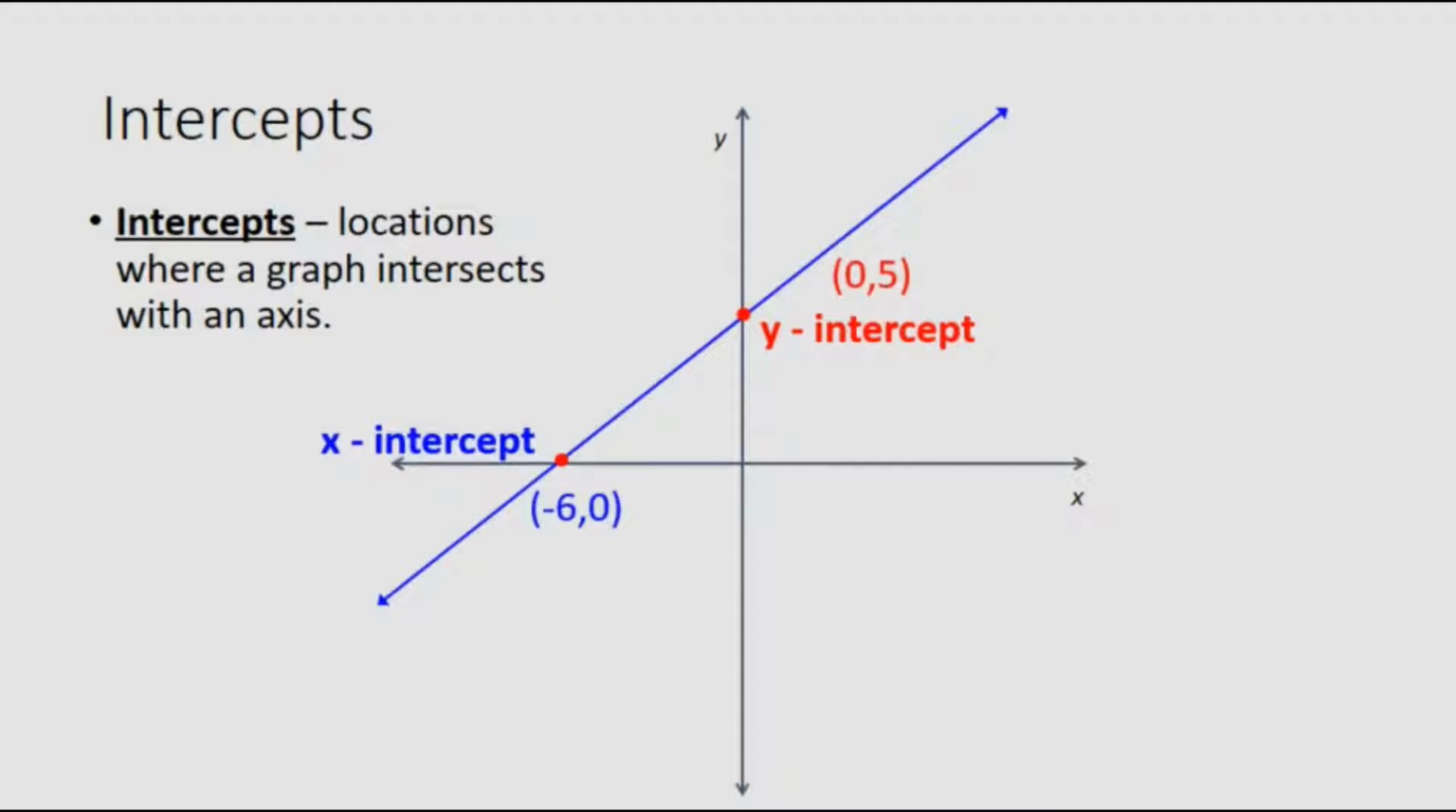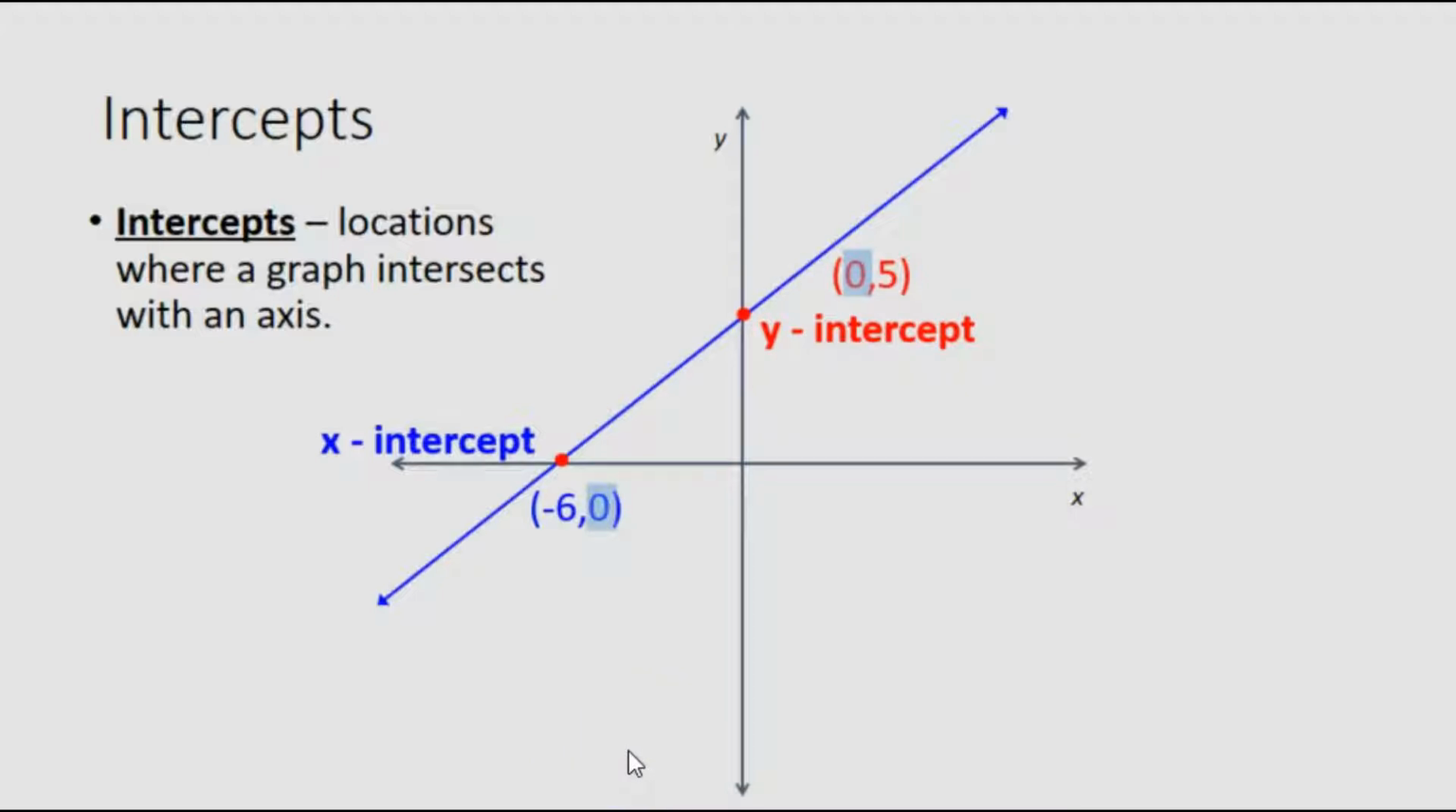Here we have some coordinates for these intercepts for this line. It'll be noted that in the y-intercept, the x-coordinate is 0, and this is true of any y-intercept. The x-coordinate will always be 0, because that point is landing on the y-axis, there is no displacement in the x direction.